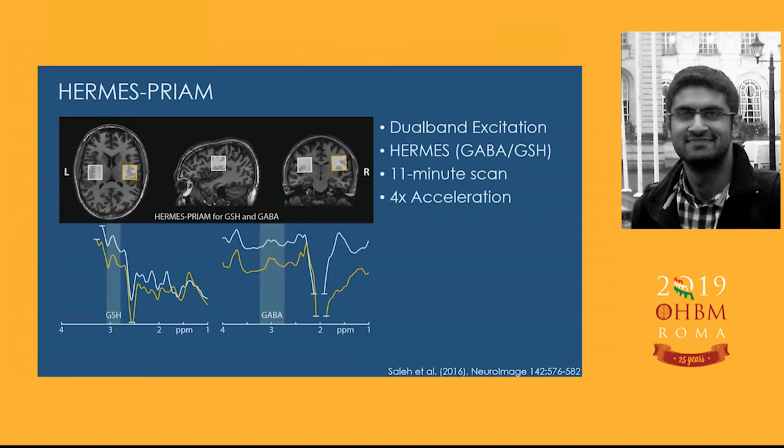You can do this using HERMES PRIME as well. You get 2 edited spectra from every voxel, so that's about a factor of 4 acceleration. And this sequence can be very beneficial in studies such as tumor, where you can use one region as a control for the other.